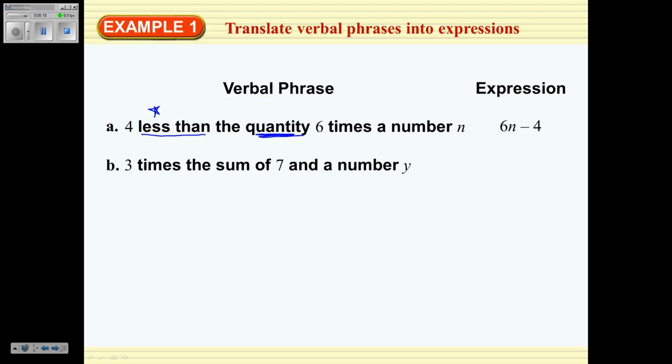3 times the sum of 7 and a number y. Okay, so 3 times the sum, so we're going to do 3 times the sum of 7 and a number y. So here we go, let's look at this.